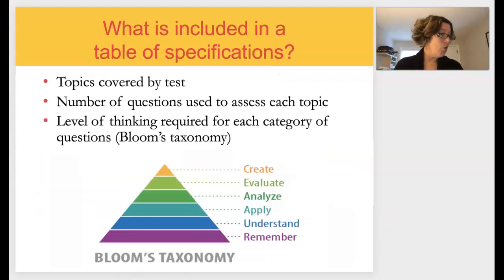Okay, so what to include in a table of specifications? Basically, you're going to include your topics that you're going to cover on the test. You're going to jot down the number of questions used to assess each topic, and actually write down the number. So if you have 50 questions, you write down 1, 2, 3, 4, 5, all the way up to 50. And then the level of thinking required for each category of the questions, again, related to Bloom's taxonomy. So let's have a look and see what this actually looks like.